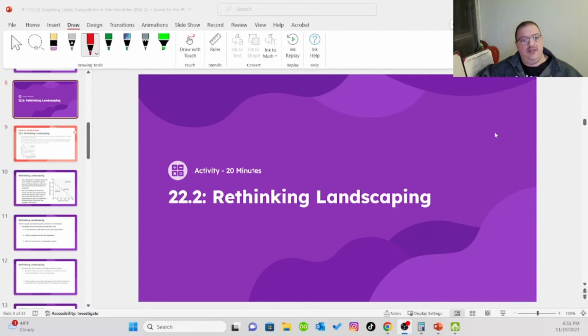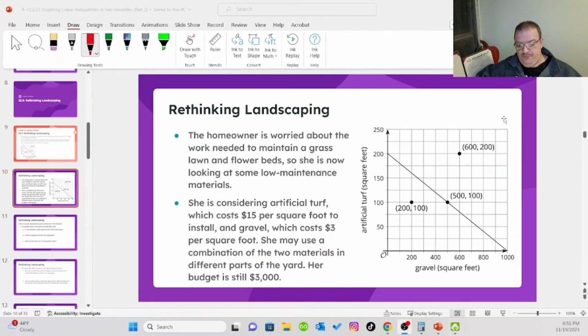Our next activity is 22.2, titled Rethinking Landscaping. The homeowner is worried about the work needed to maintain a grass lawn and flower beds, so she is now looking at some low-maintenance materials. She is considering artificial turf, which costs $15 per square foot to install, and gravel, which costs $3 per square foot. She may use a combination of the two materials in different parts of the yard. Her budget is still $3,000.